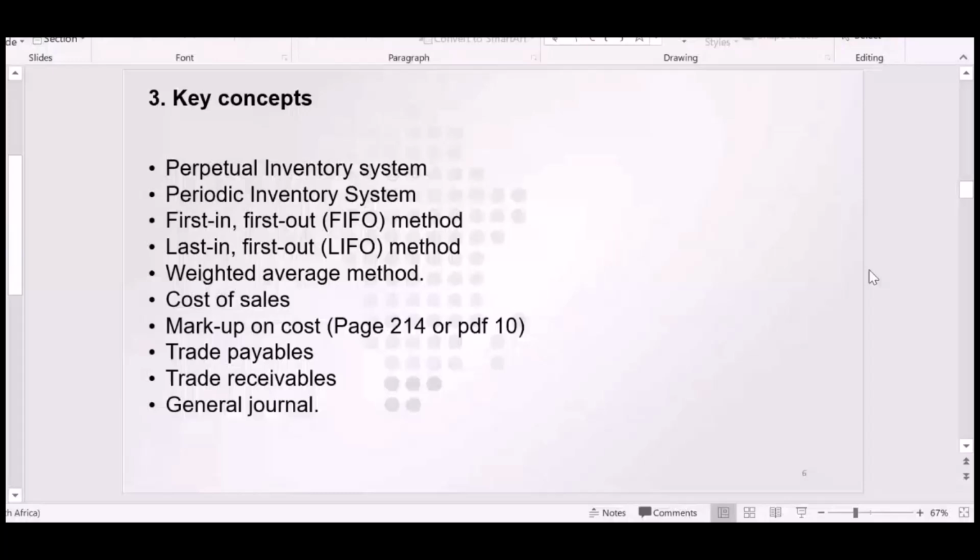So first in, first out, what has arrived first will be sold first. Last in, first out, what has arrived last will be sold first in that manner.